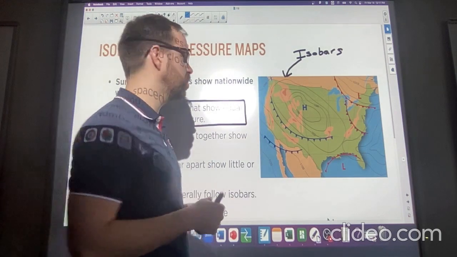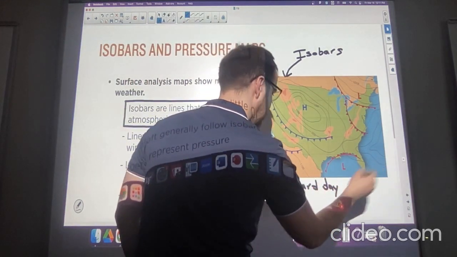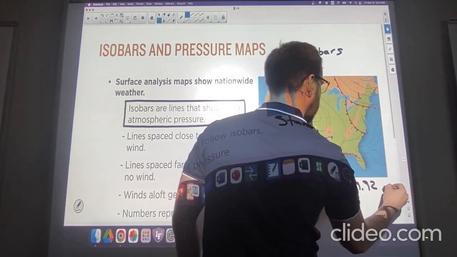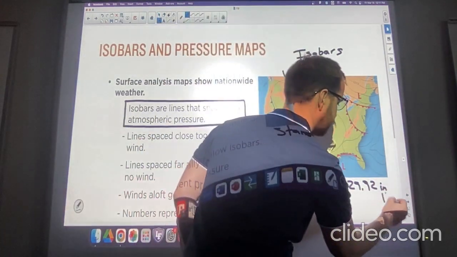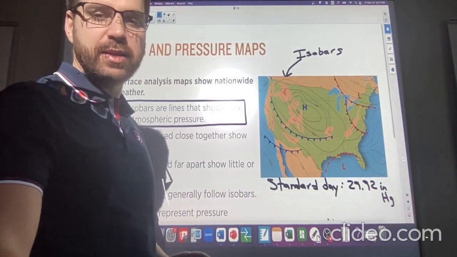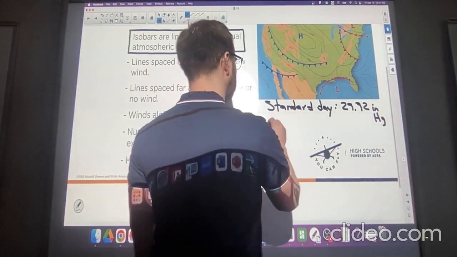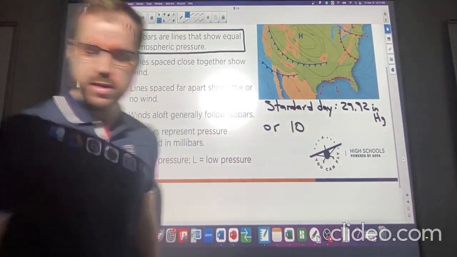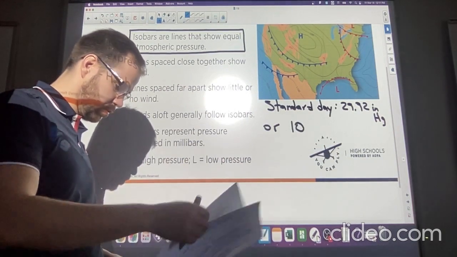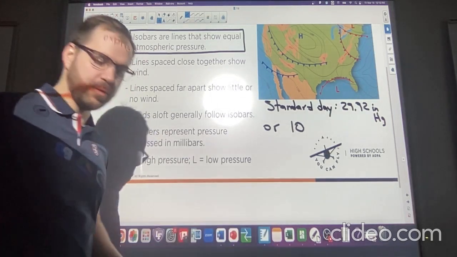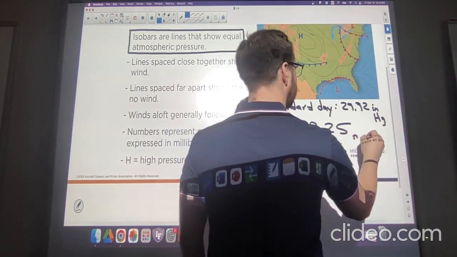It's a bit confusing because normally we say that a standard day is 29.92 inches of mercury, that's Hg. But if we're talking about isobars, that's basically the metric system for that. It could be, what is it, 1013? I had it written down somewhere, I don't have this one memorized. But it is on one of these pages, 1013.25 millibar. You don't need to know that, but it's good to know.